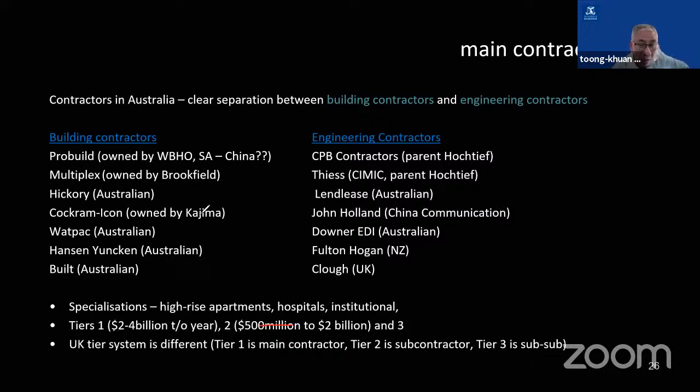companies like ProBuild or Multiplex are solely focused on high-rise residential in central business districts in the capital cities, whereas the engineering companies like John Holland, CPB, and all that will be only focusing on infrastructure works. So there's a very clear divide. They are all very highly specialized. Some of them only build high-rise apartments. Some of them build hospitals. Some of them build schools.